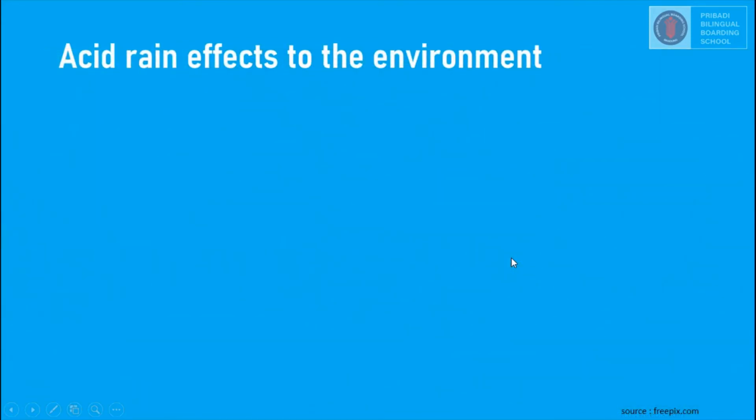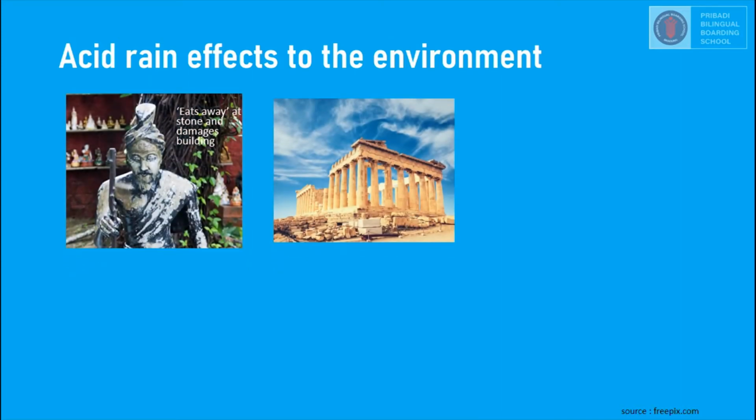This acid rain gives serious effects to the environment. It affects us as humans, the animals, and even the plants. For us as humans, acid rain can affect our buildings and stones. The acid in the acid rain eats away the stones and damages the buildings. It makes them corrode and not good anymore.